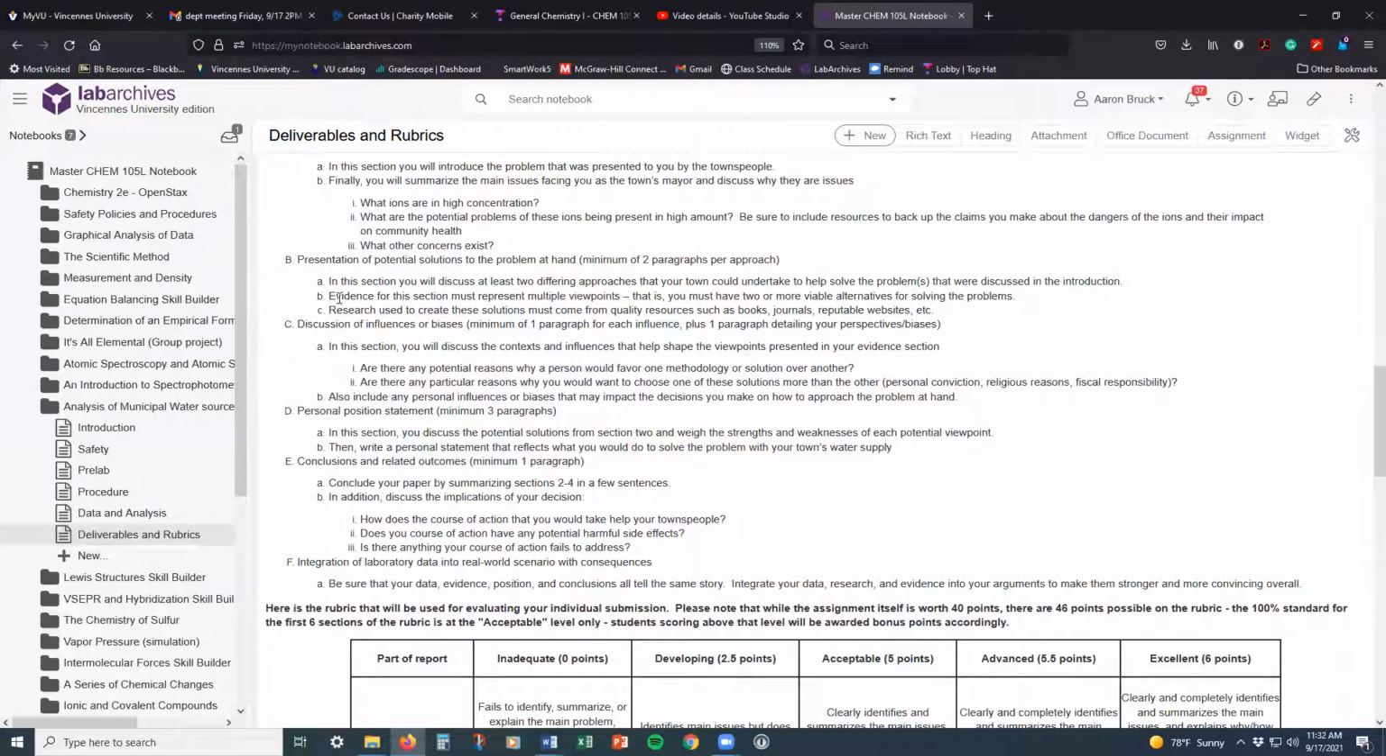The second part, solutions. You are to research 2 different ways to solve the problem. Now, these different ways, there's a lot of information out there. There are lots of ways to go about cleaning up dirty water.